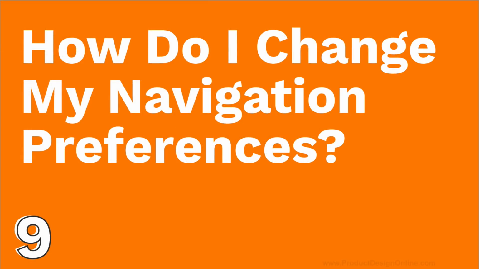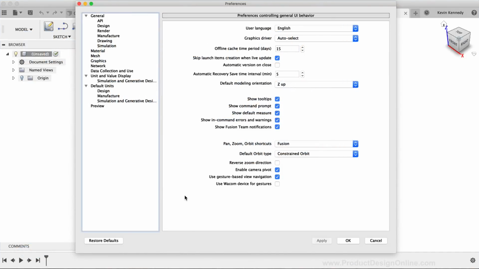Question number 9 is how do I change the mouse settings or how do I change my navigation settings? If you head back to your preferences dialog, you'll find a few different settings that you can change to better set up your workflow for your needs. Under the General tab, you'll see that you can reverse the zoom direction. You can check this setting if you want your mouse wheel to zoom in the opposite direction.